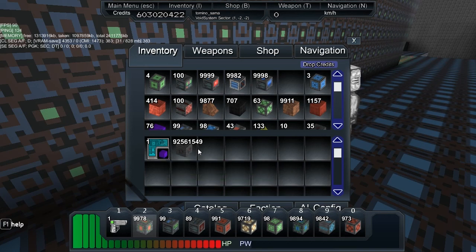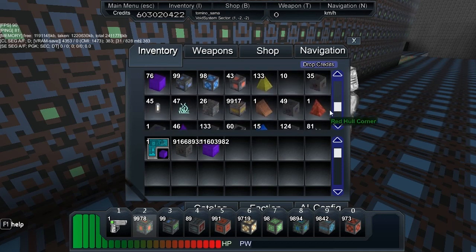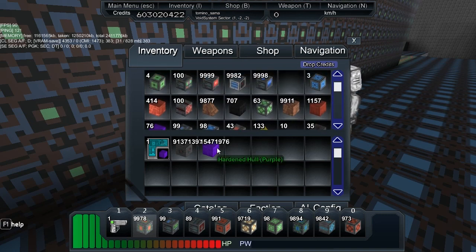Not entirely sure what the stack limit is. But what happens when you hit that limit? Let me see. Does it just create another stack, or does it just go pop, disappear? It just disappears when you hit the stack limit. Ooh, right. So you've got to be careful.